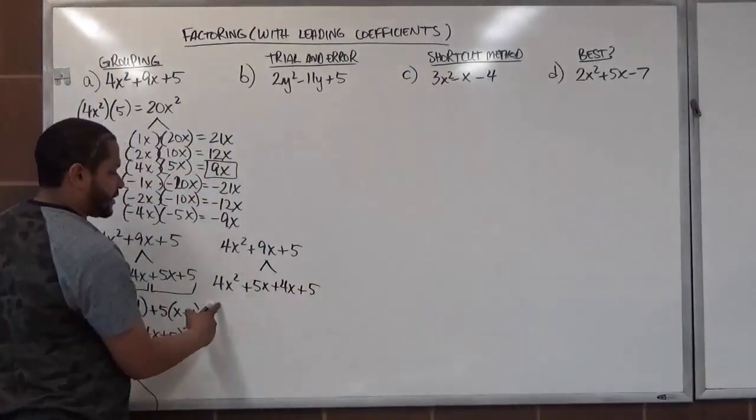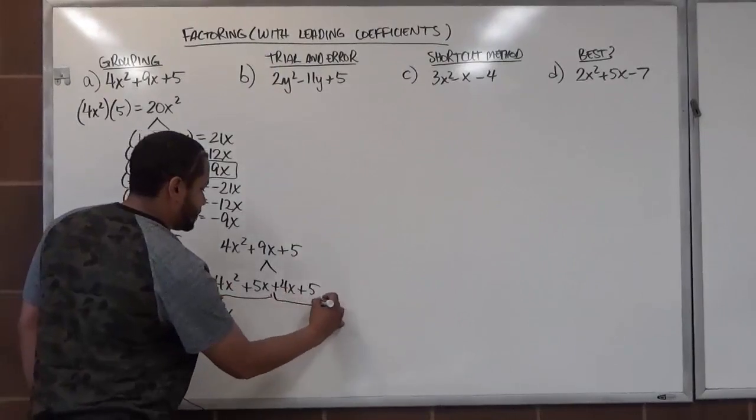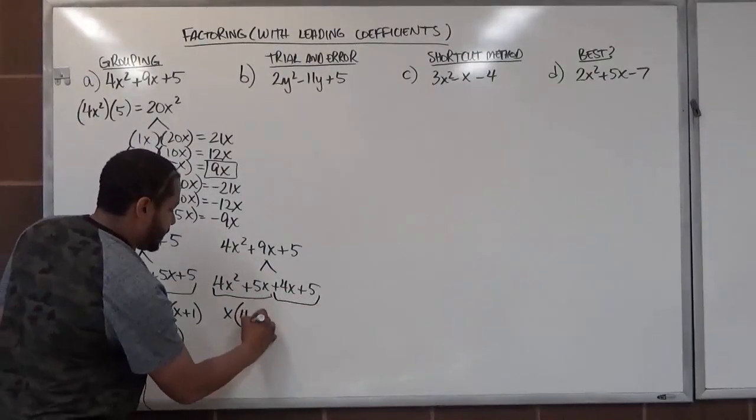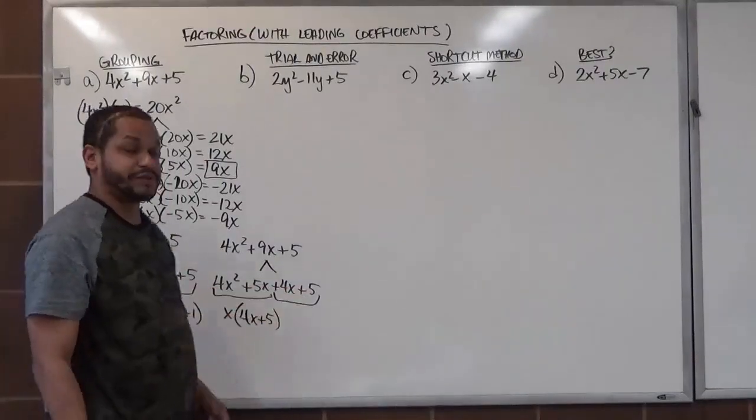And what these two have in common now is just an x, right? So when we group these two and these two, the x comes out. We have 4x's plus 5 left over. And these two have no common factors except for 1.